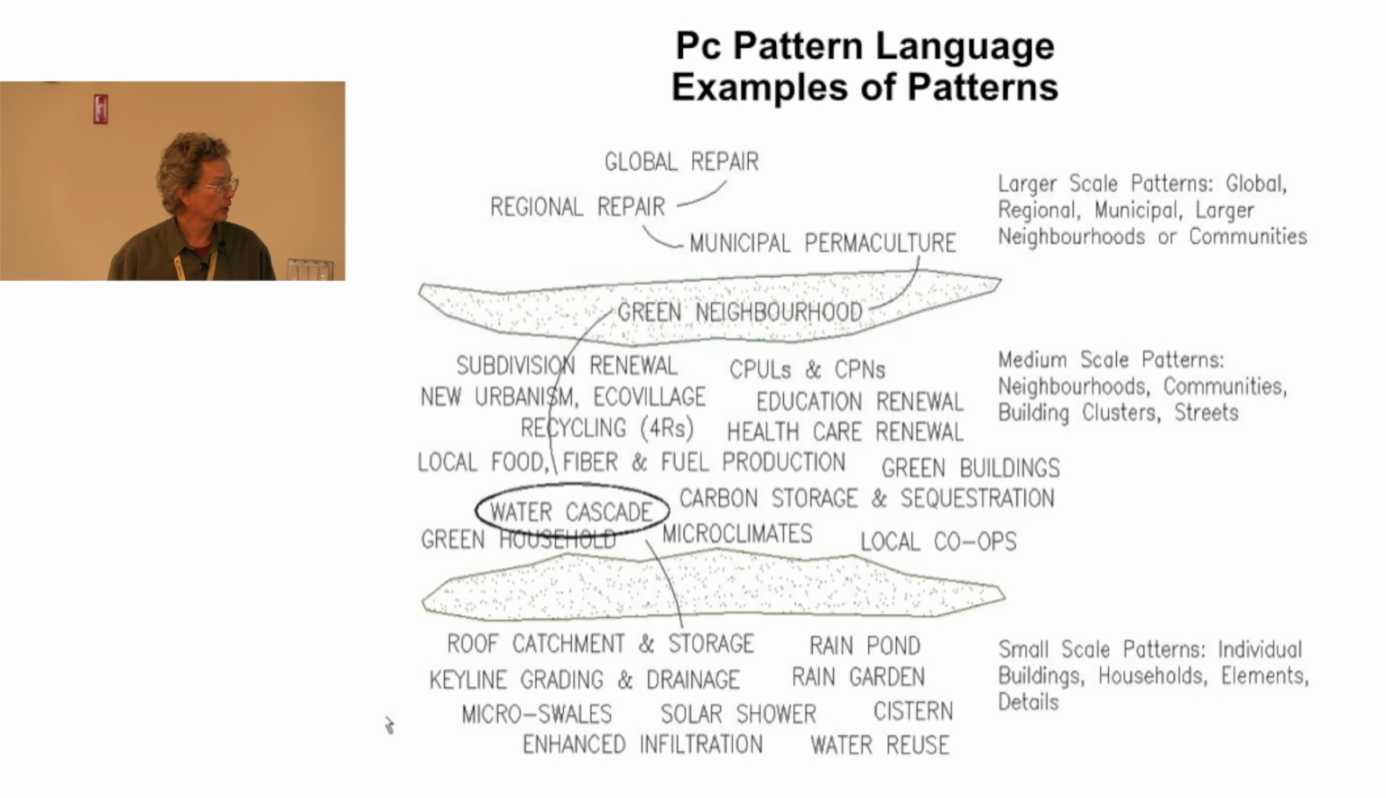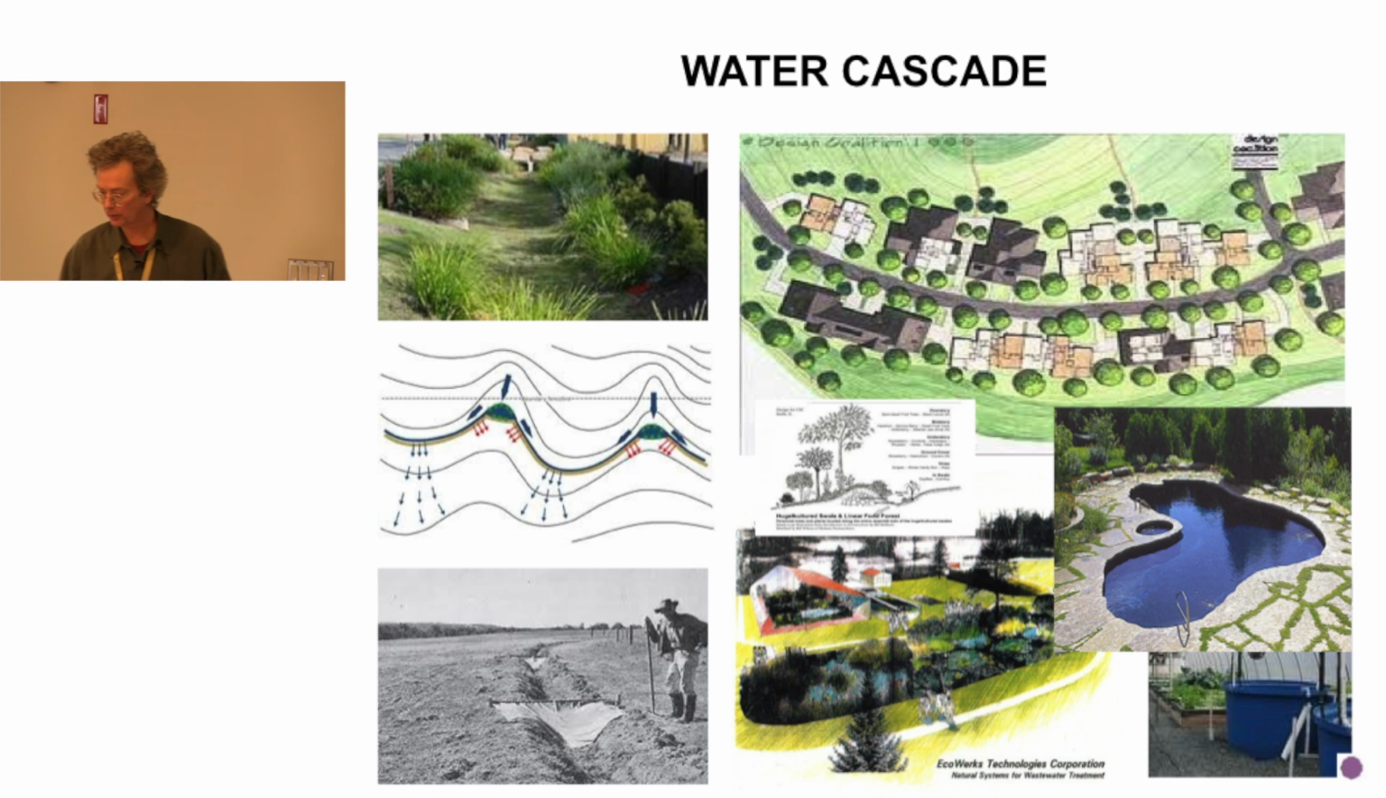Rain pond. I like the idea of a natural swimming pond or a little natural swimming plunge pool. Solar showers, enhanced infiltration. In fact, you can use micro swales to drain water to help you irrigate your gardens. And so that's all part of water cascade. And that's what this is beginning to look like. This is a rain garden or a swale in the city.